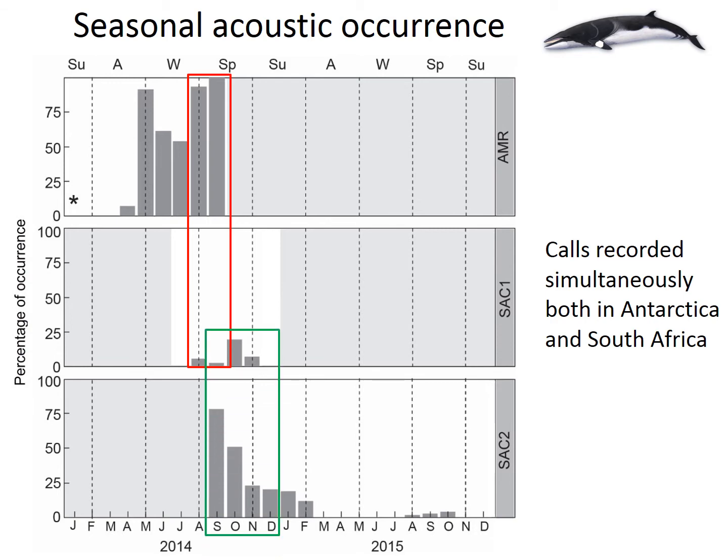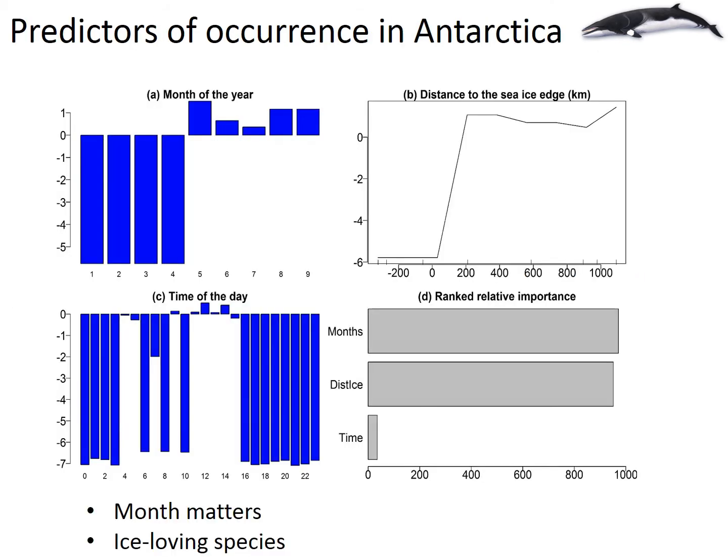Furthermore, what was interesting, opposite to blue whales, is that oral 1 in this case is detecting fewer minke whales, and oral 2, which was deployed at 300 meters, is detecting more minke whales than the other one. And then we looked into this and tried to understand what could be predicting the occurrence of these whales in both Antarctica and South Africa. We looked into the month, distance to the sea ice, and day and time of the day.